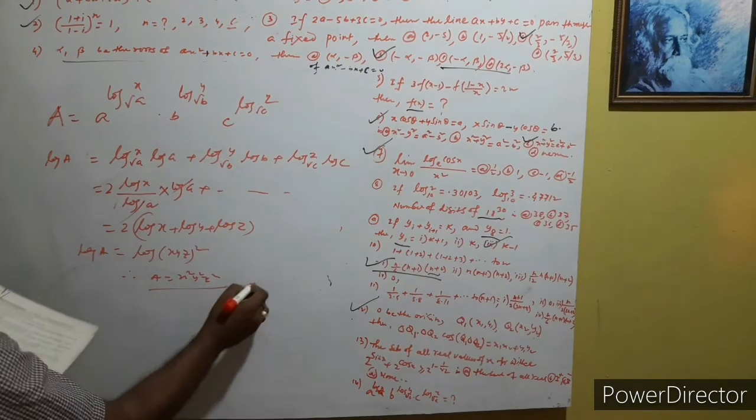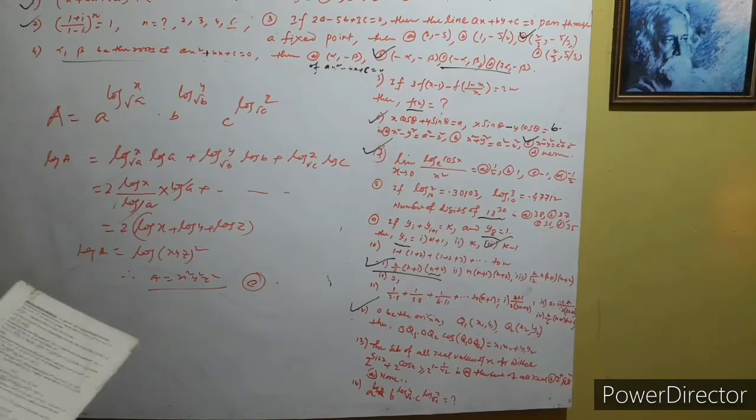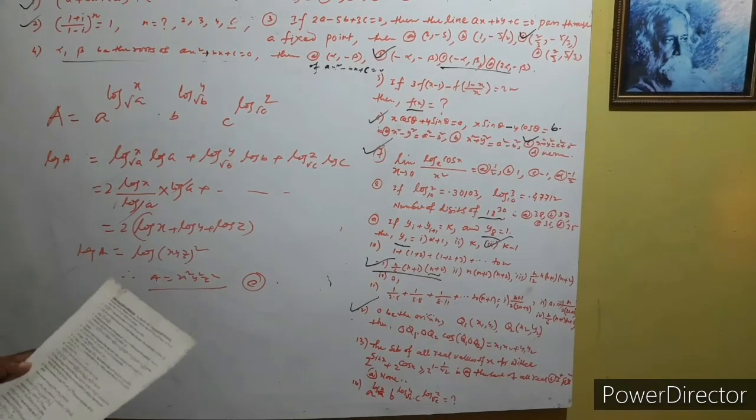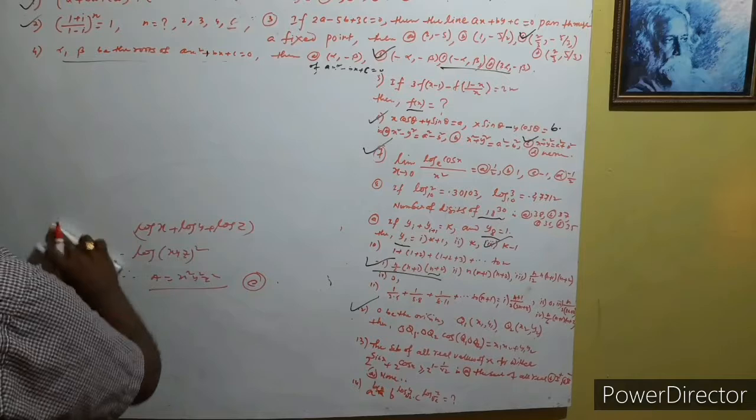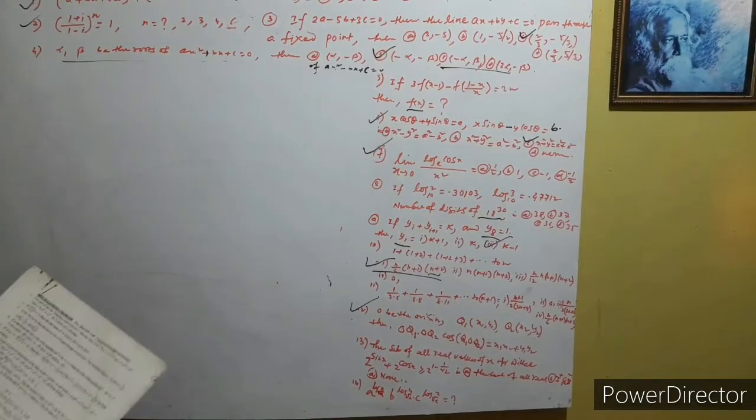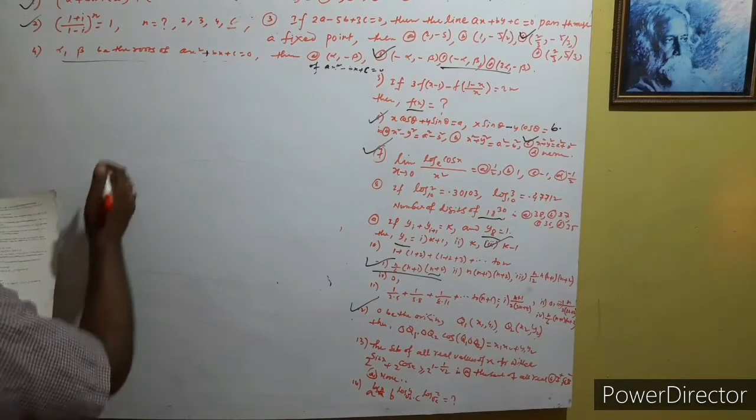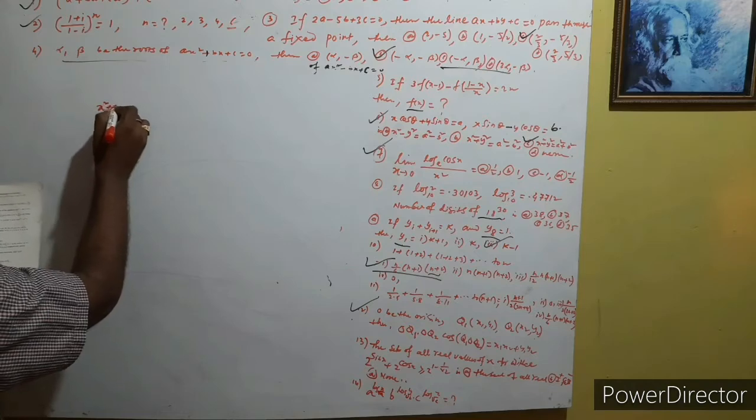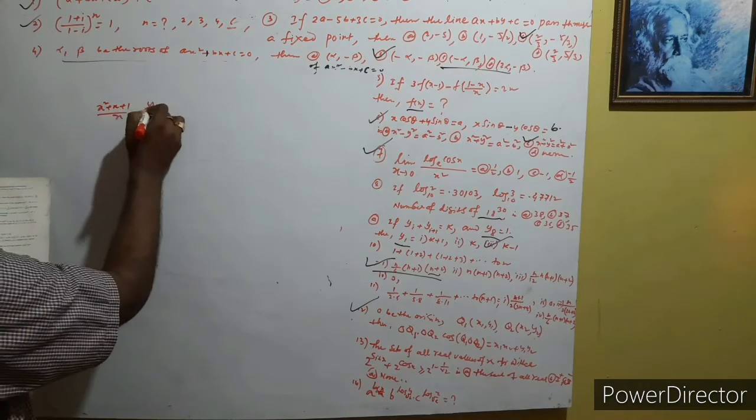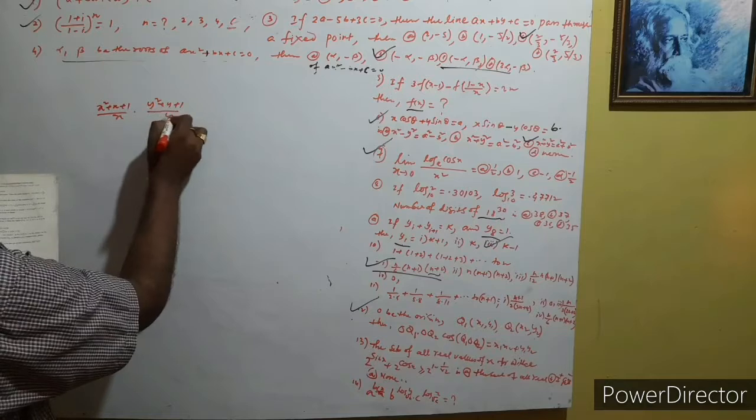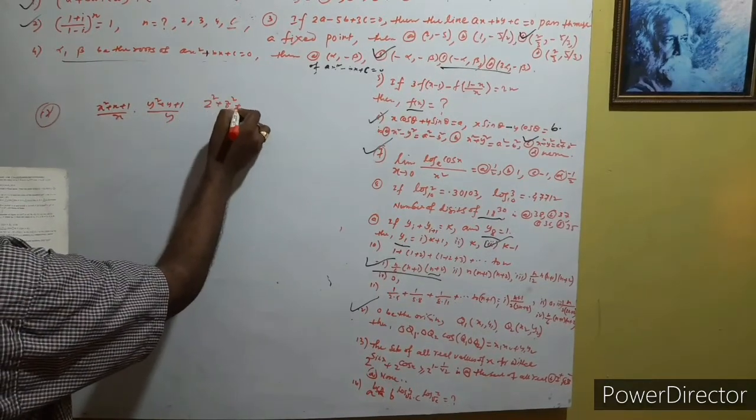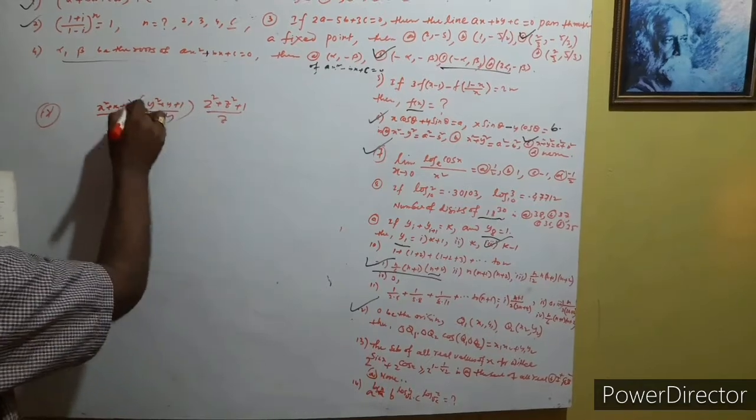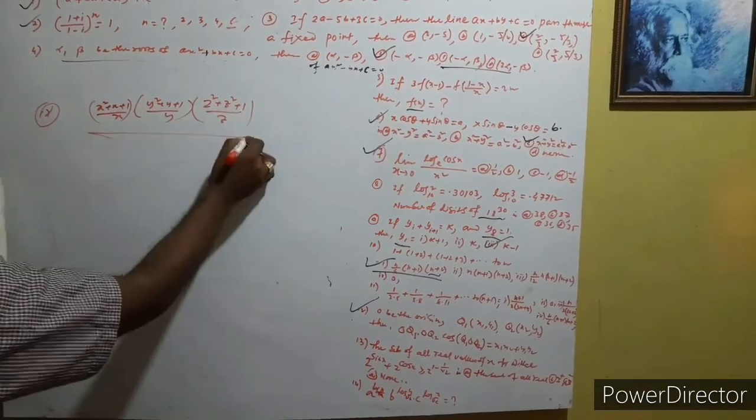Option C here. Option is C. Okay. Now see question 17. Find the minimum value of x square plus x plus 1 by x, y square plus y plus 1 by y, z square plus z plus 1 by z. Find the minimum value of that.